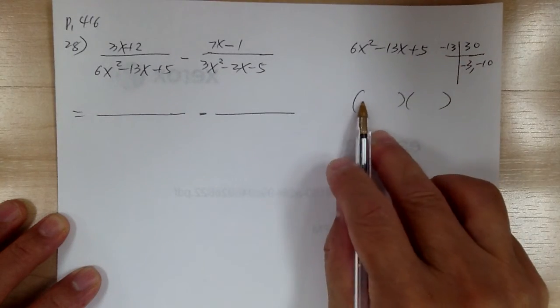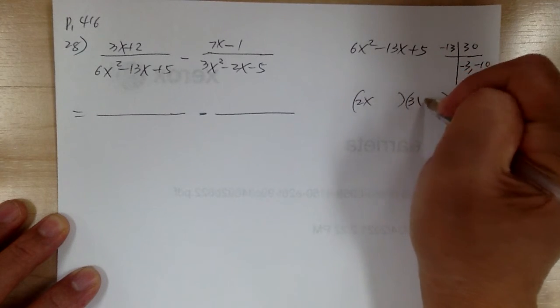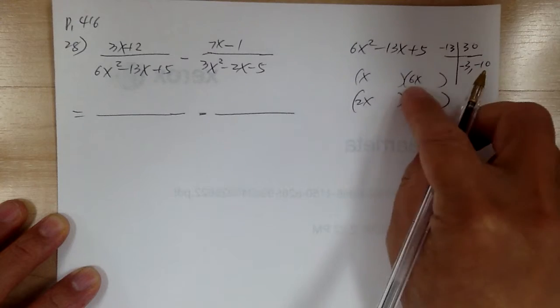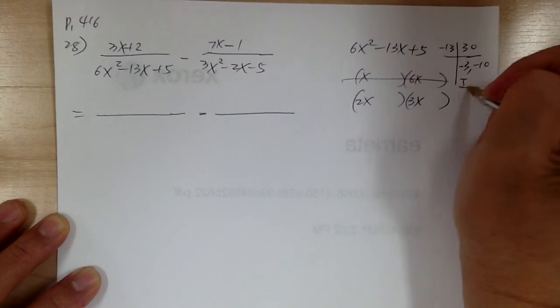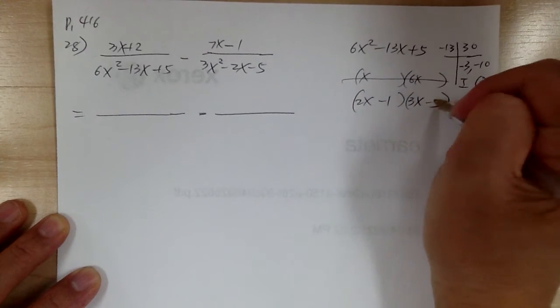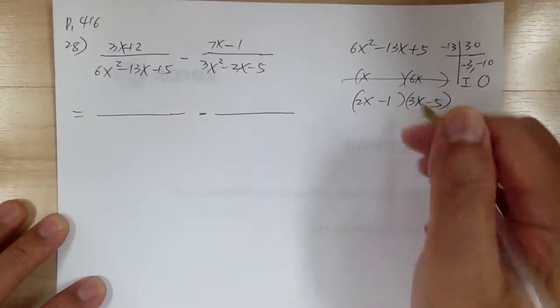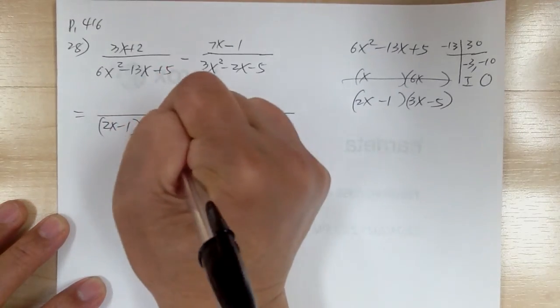Now when you break down to x and 6x, it's not going to work. So you need to do 2x and 3x. Again, x and 6x, none of this is going to be a multiple of 6, so this is not going to work. So this would be the inside, so it would be minus 1. This would be the outside, so it would be minus 5. Again, this is inside, outside. So you're going to get 2x minus 1, 3x minus 5.